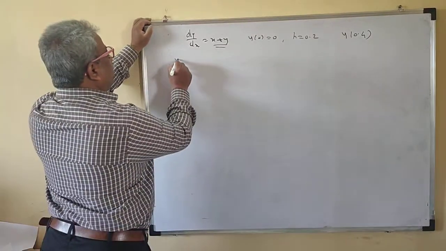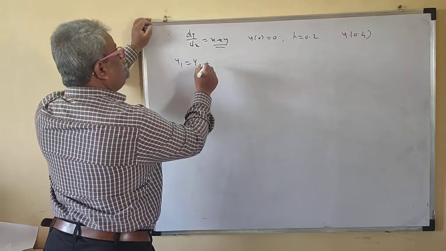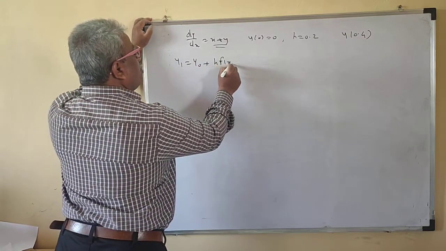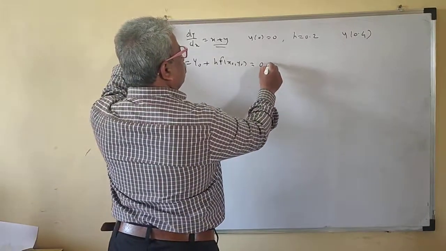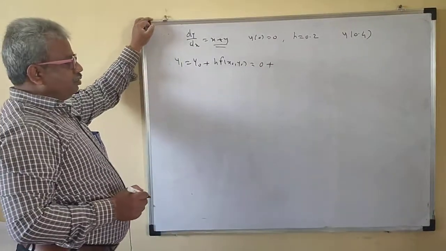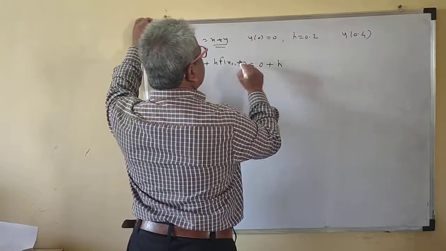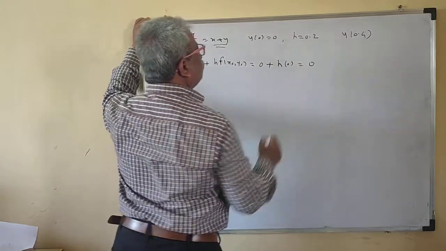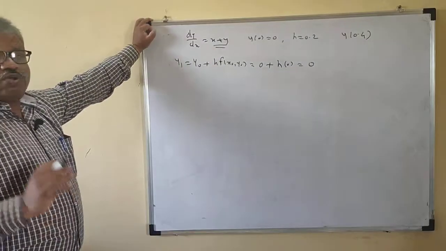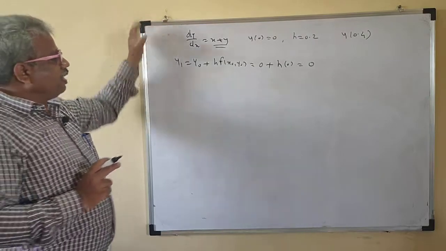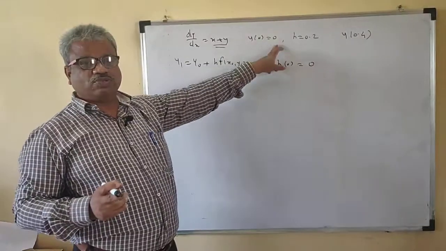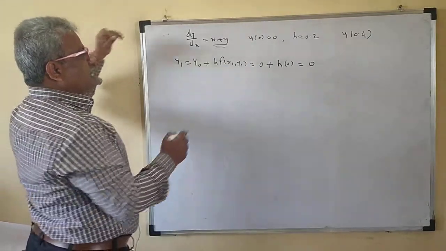We'll find y1 directly, so we'll write the formula. y1 is y0 plus h f of x0, y0. Let's do this fast. This is 0 plus h into 0 plus 0, which is 0, whatever the h may be. So your y1 is 0. Very nice, because y of 0 is 0.